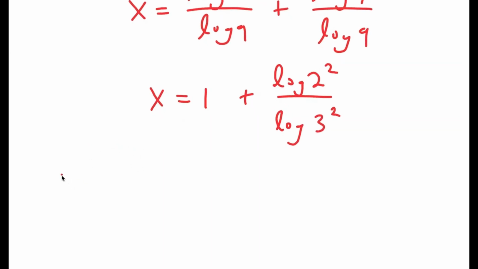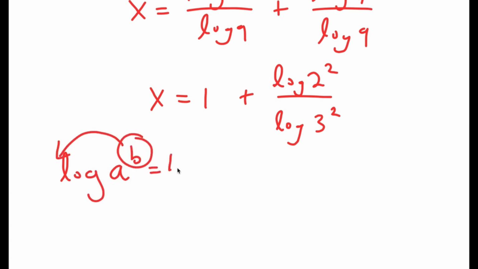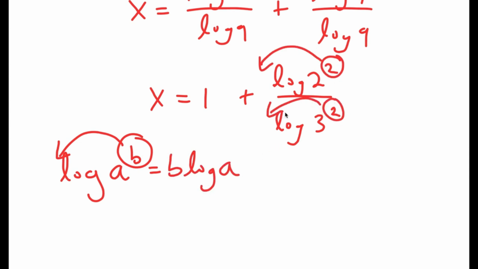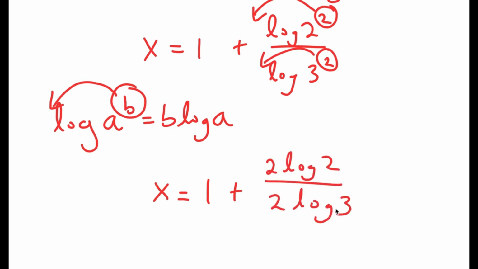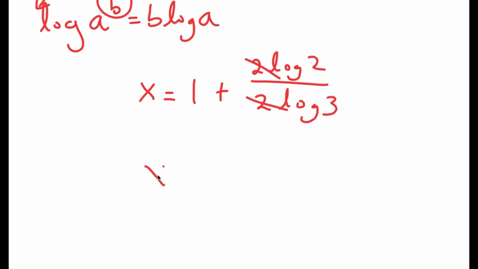And if I have something in the form log of a to the power of b, I can move this exponent b to the front, so this turns into b times log a. In this case, I can move 2 to the front over here, 2 to the front over here. So I get x is equal to 1 plus 2 times log 2 over 2 times log 3. From here I can cancel out these two 2's. So I get x equals 1 plus log 2 over log 3.